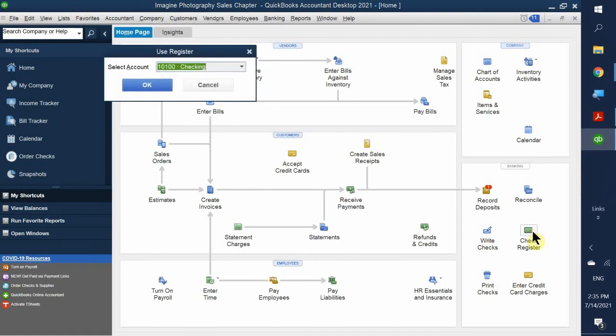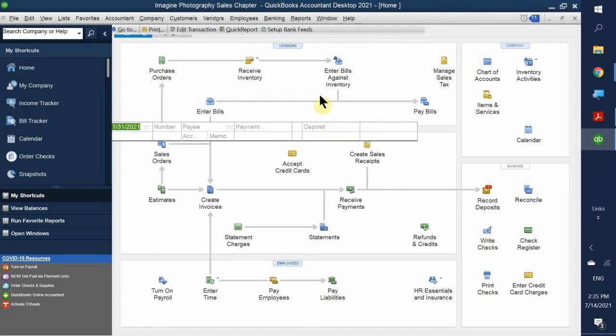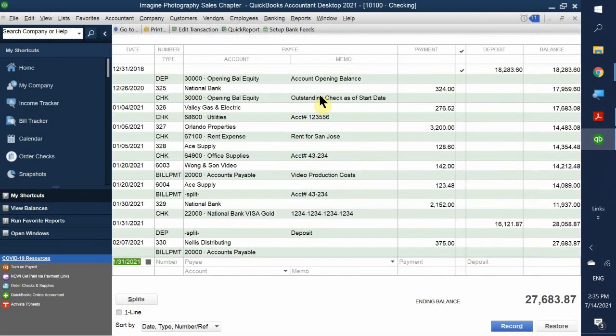Come on now, check register. Okay. And I go to my checking account and I click OK. Notice this. My account balance is now $27,000. Okay. And look at this. It clearly says that this is a deposit, right? And it's been split. Okay, awesome.